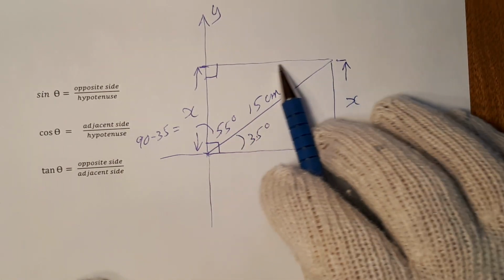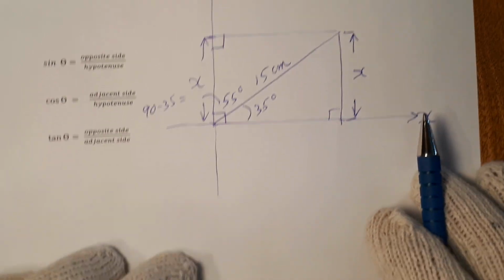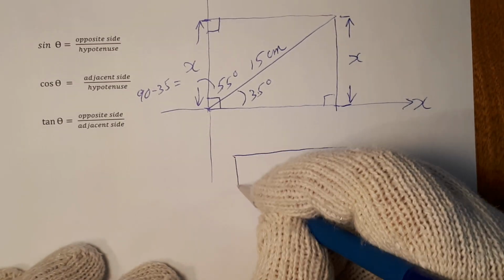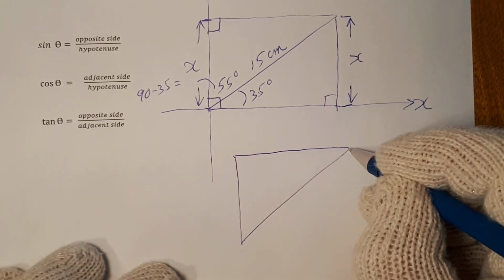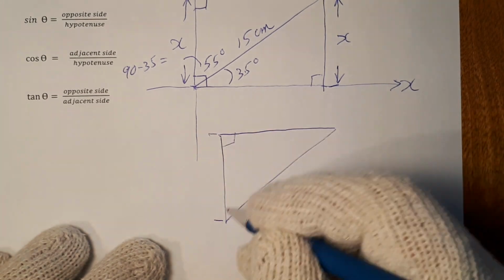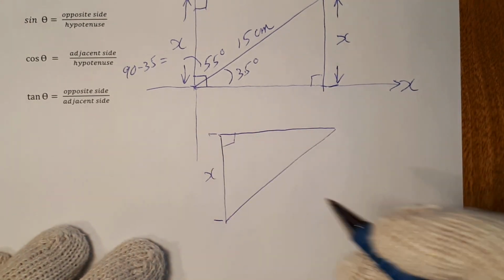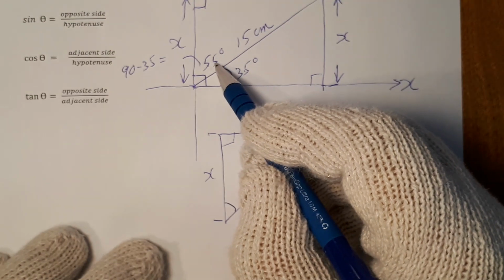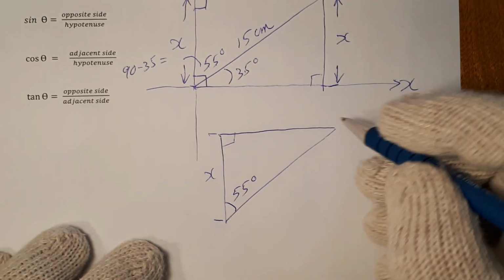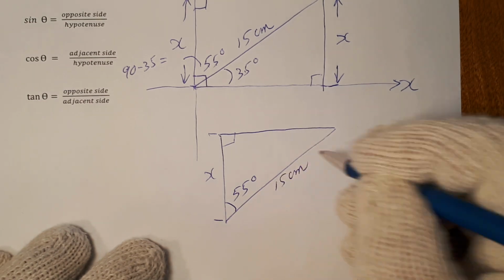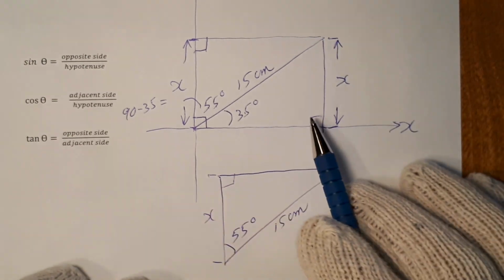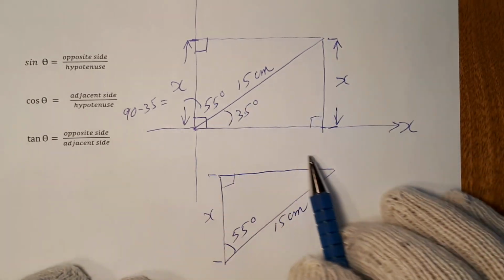I'm going to redraw this triangle now. I'm still solving for x. Here's my right angle. The distance I want to solve for is still x. The angle I now have in this triangle is 55 degrees. And the hypotenuse is still 15 centimeters. I haven't really changed the question much. All I've done is rearrange where x is going to be.